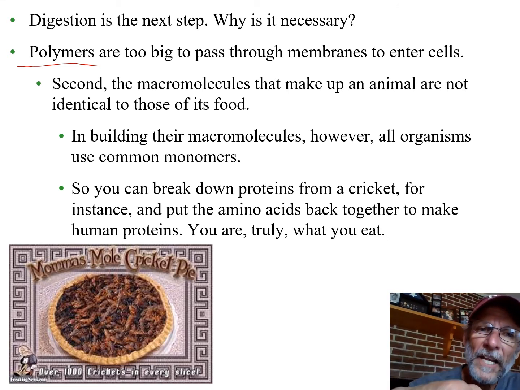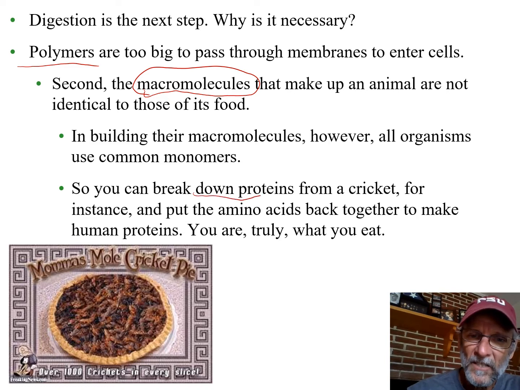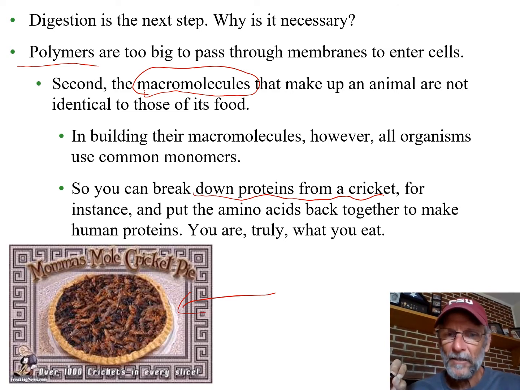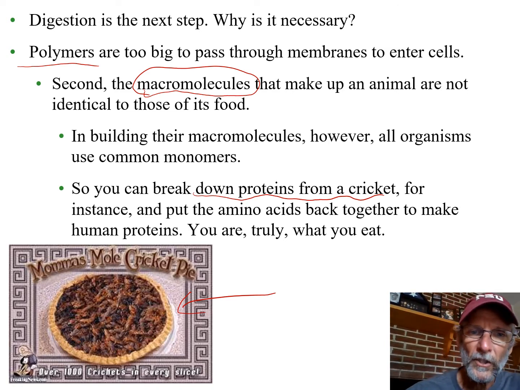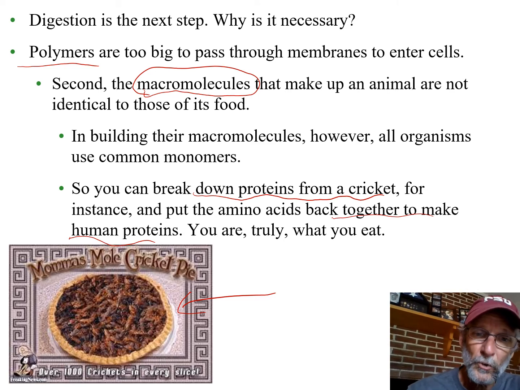And then even if they could, these big macromolecules that were part of a broccoli or part of a chicken or whatever, they're not exactly the same usually as the ones that you need. So what you're going to do is break down these big molecules like proteins, right? See this cricket pie here? I actually made some of those in class one time long ago when you could do that kind of stuff. You break down proteins from a broccoli plant or a cricket or a chicken or whatever, and then you put those amino acids back together to make a protein that's you. You literally, again, are what you eat.